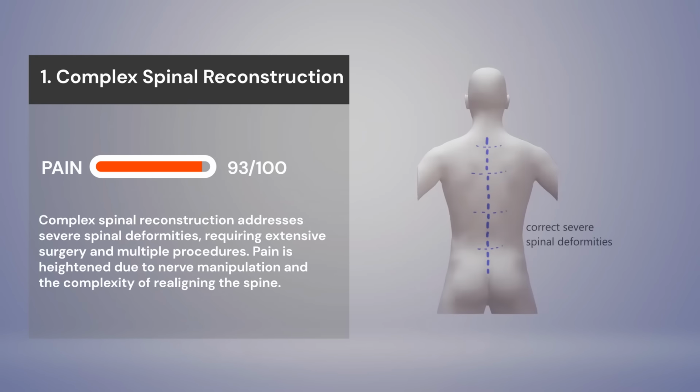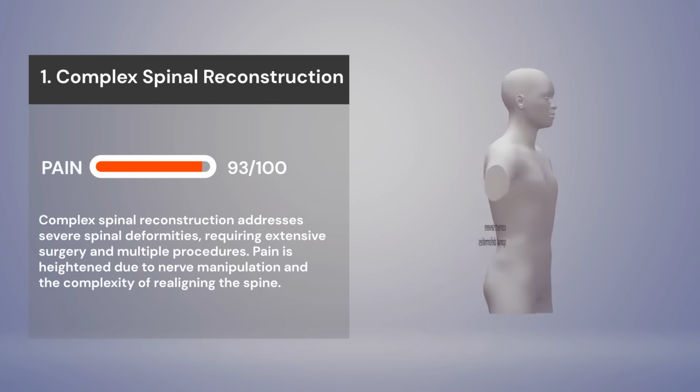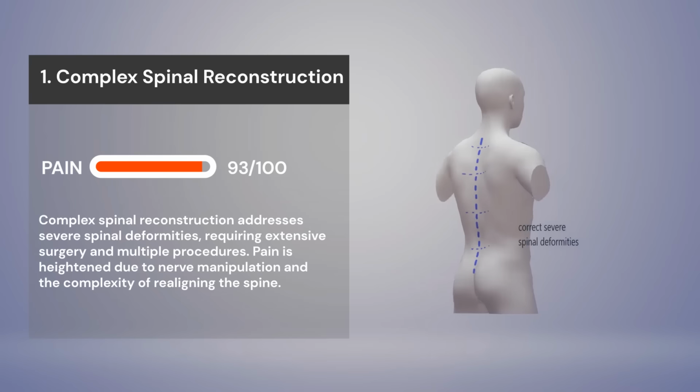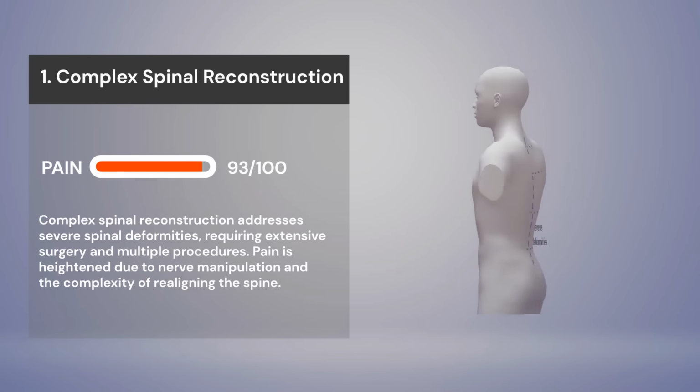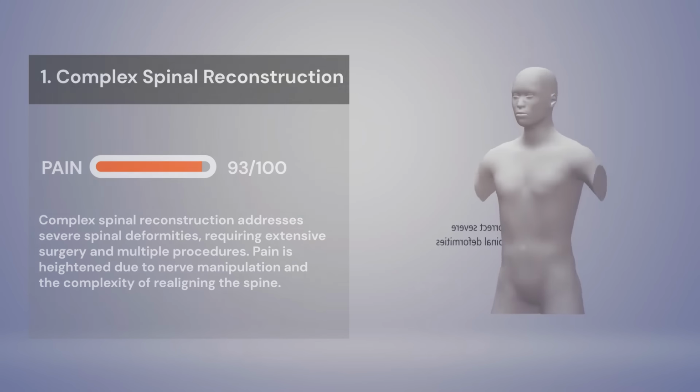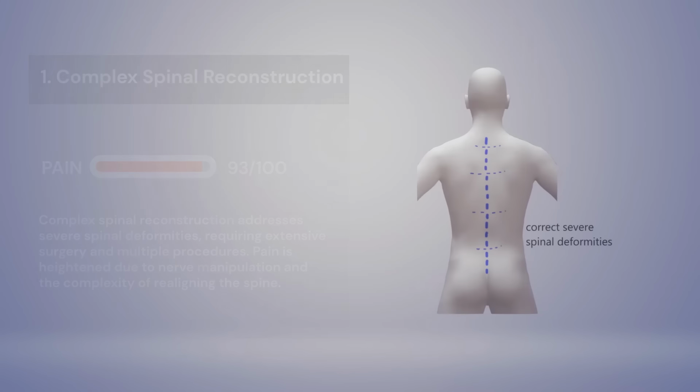Number 1. Complex spinal reconstruction. Complex spinal reconstruction surgeries are performed to correct severe spinal deformities, often requiring extensive procedures and multiple interventions. The pain associated with these surgeries is exceptionally high due to the intricate nature of realigning the spine, manipulating delicate nerve structures, and the prolonged recovery period.